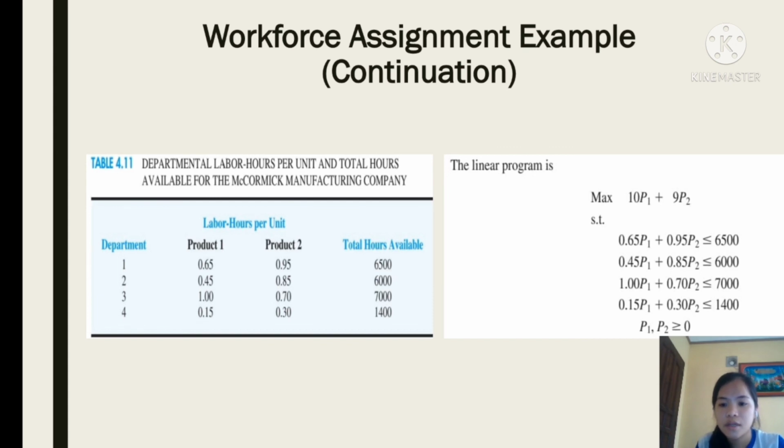Our linear program is the maximization of 10P1 plus 9P2, subject to these four constraints: 0.65 P1 plus 0.95 P2 less than or equal to 6,500, and the second constraint is 0.45 P1 plus 0.85 P2 less than or equal to 6,000, and the third is 1 P1 plus 0.70 P2 less than or equal to 7,000.